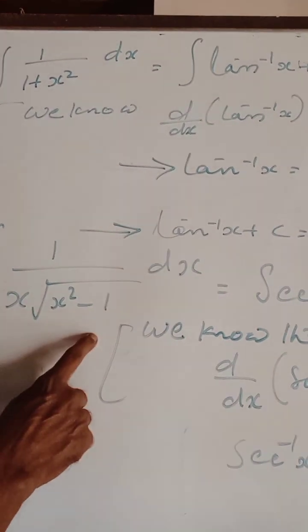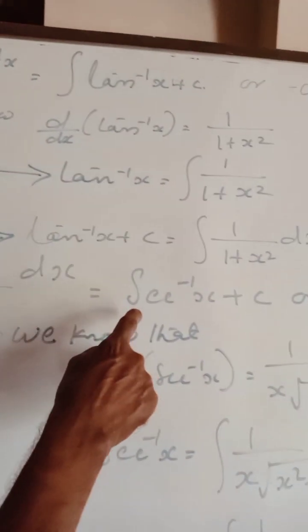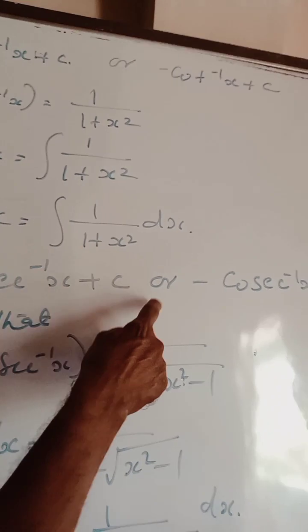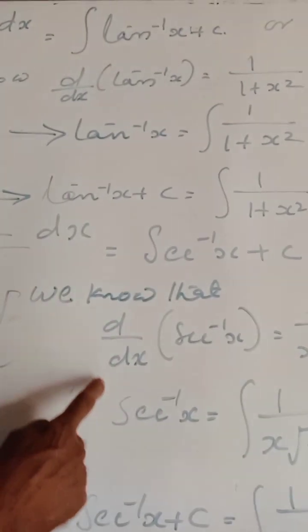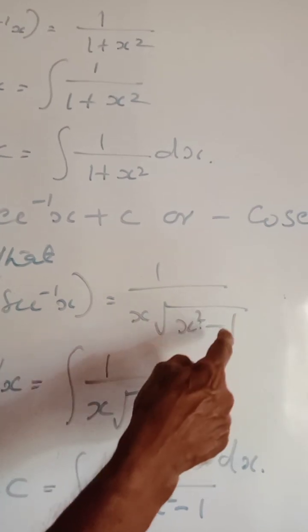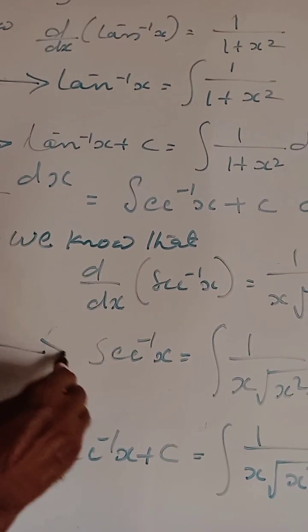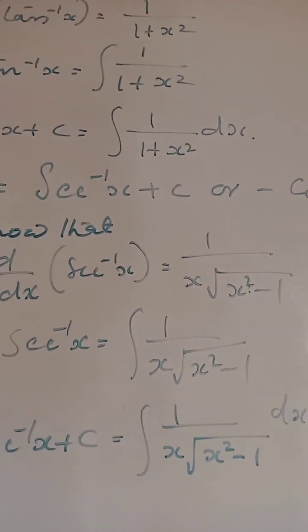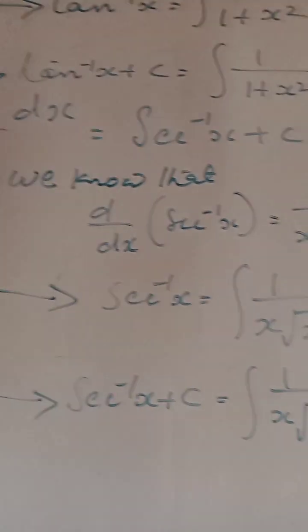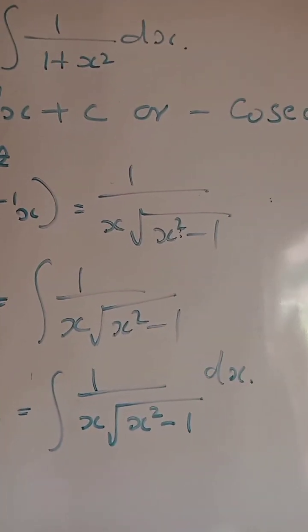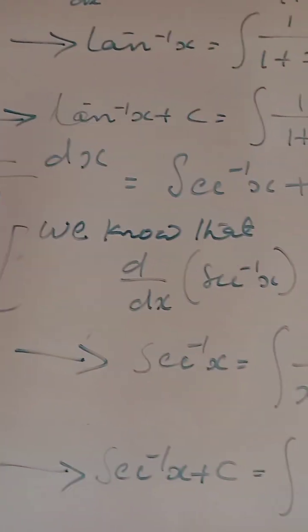15th one, integration of 1 by x into root of x square minus 1 dx is equal to sec inverse x plus c or minus cosec inverse x plus c. For remembering, we know that d by dx of sec inverse x is equal to 1 by x into root of x square minus 1, implies that sec inverse x is equal to integration of 1 by x into root of x square minus 1, implies that sec inverse x plus c is equal to integration of 1 by x into root of x square minus 1 dx.